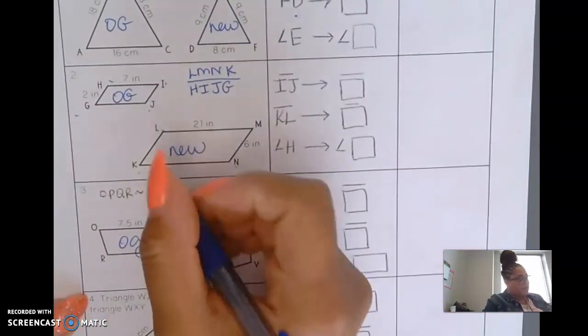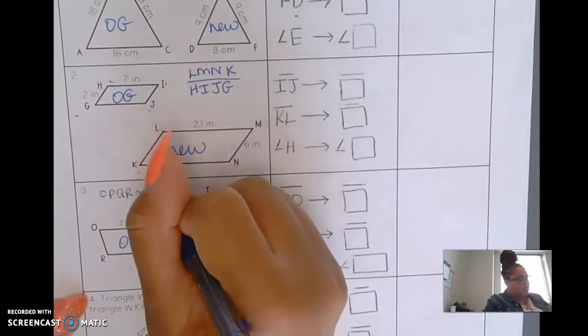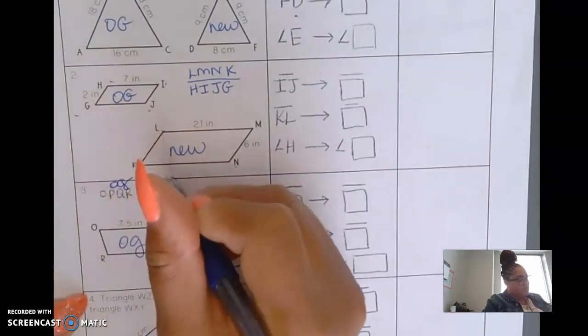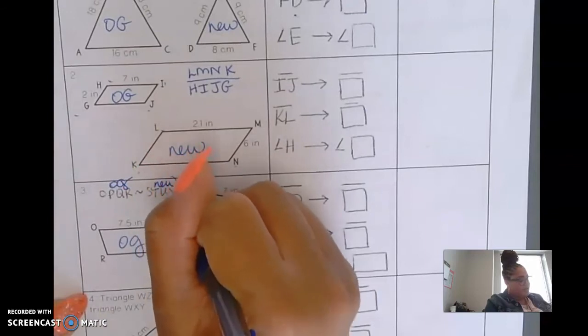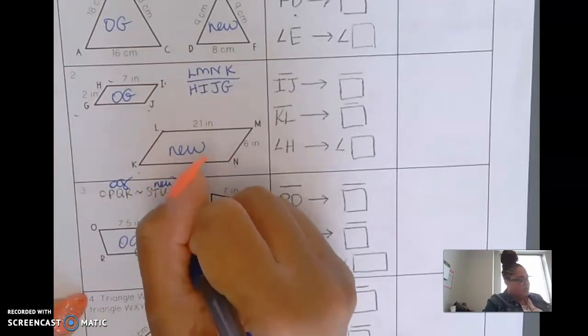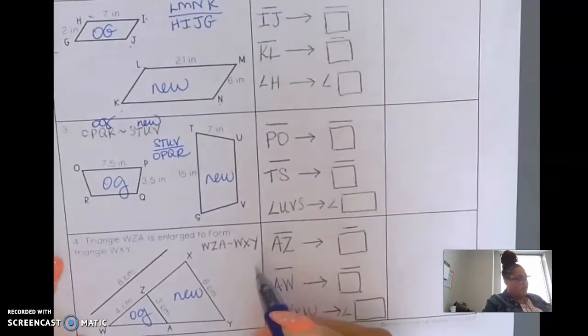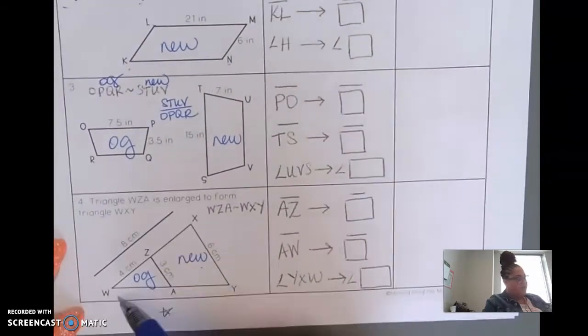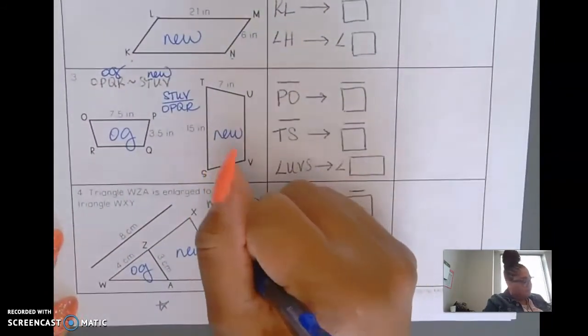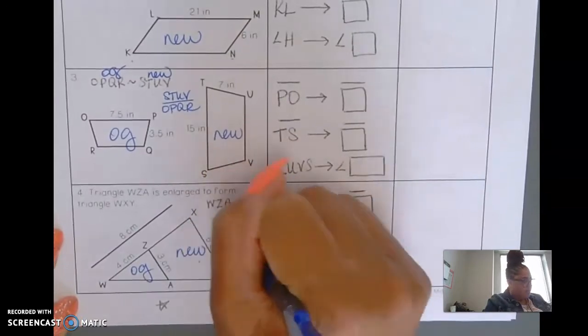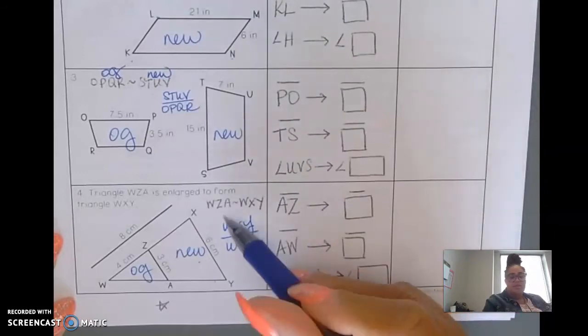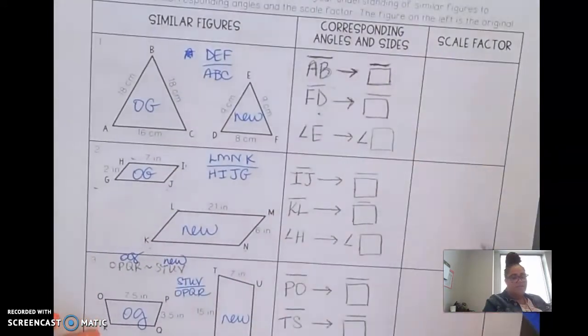And then I need to write, oh, this is my new. This is my original. So I need to write S, T, U, V over O, P, Q, R. And then my new one over here is W, X, Y. So I'm going to write W, X, Y over W, Z, A. So this should automatically tell you about matching sides.